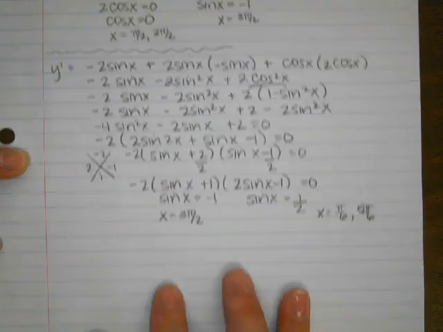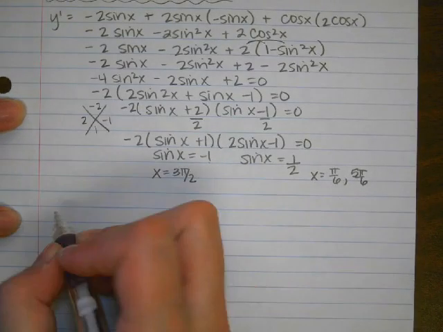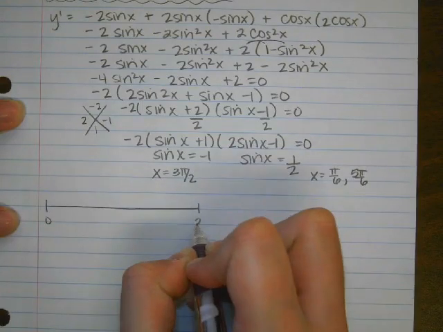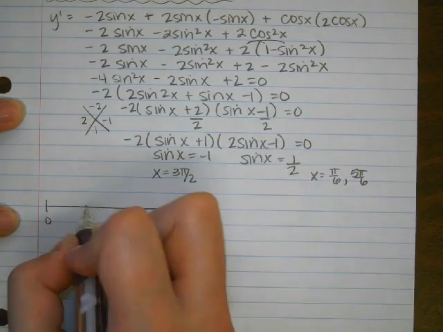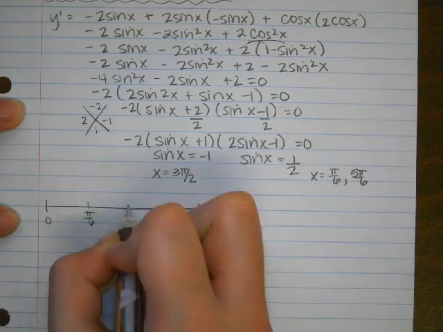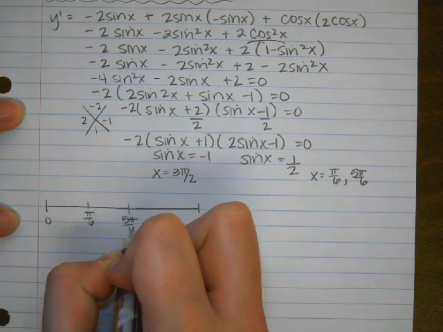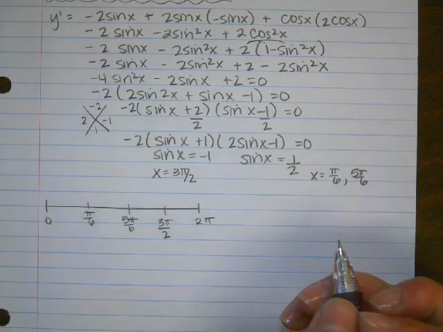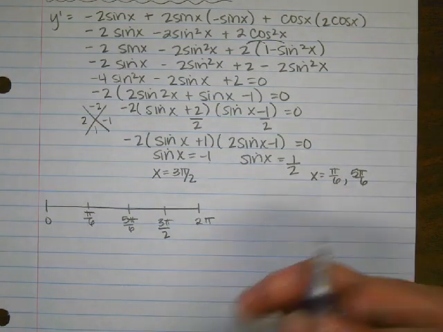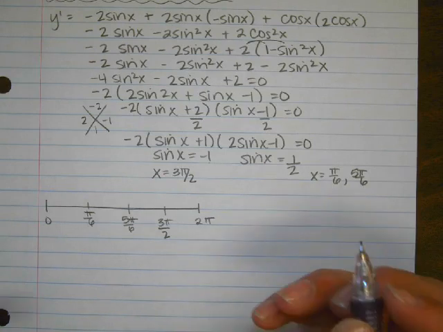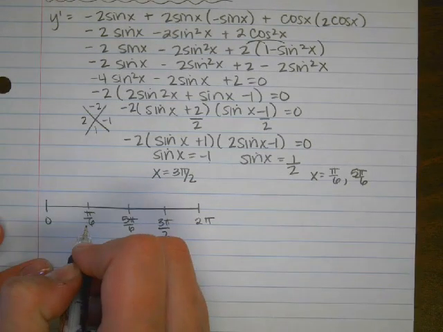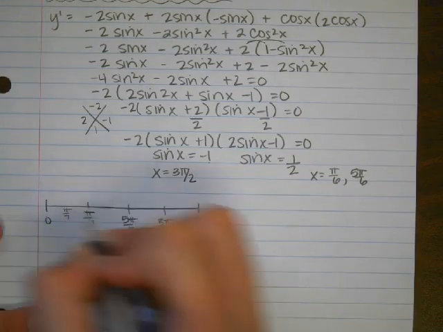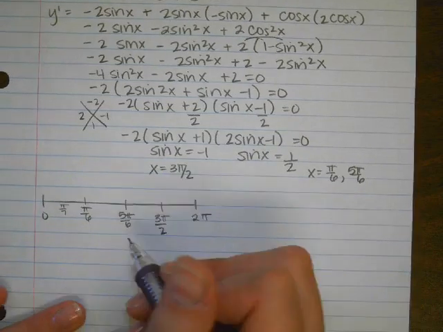And so now when I do my sign chart, I'm going to use those three values on my sign chart. So I've got 0 and 2 pi. I've got pi over 6, 5 pi over 6, 3 pi over 2. And so now I have to come up with numbers to plug in kind of in between those. So between 0 and pi over 6, I'm going to say pi over 7. That's kind of weird to plug in.